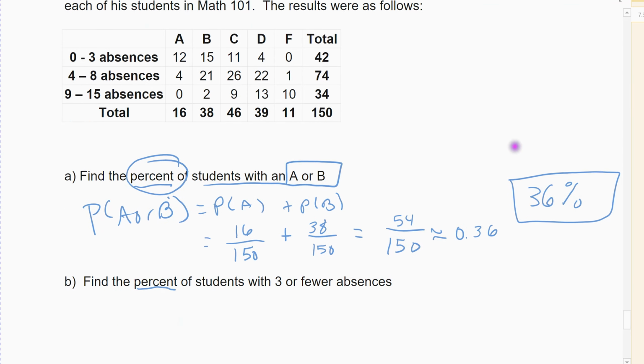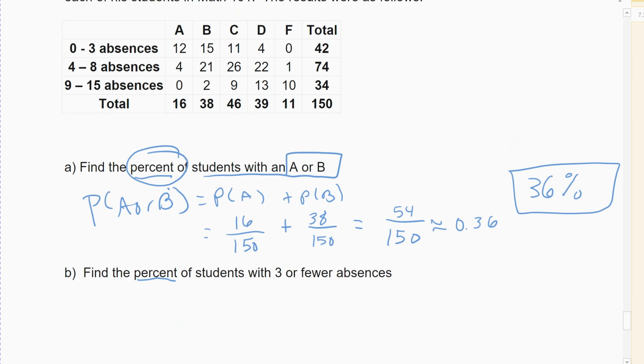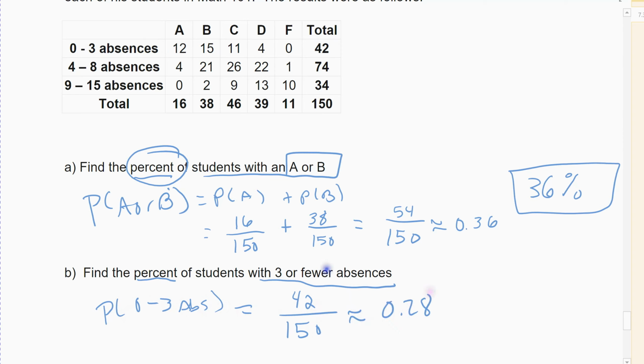Next one's also asking you for a percent. Find the percent of students with 3 or fewer absentees. Alright, so probability they have 0 to 3 absences. Out of 150 students, we're just looking here at 0 to 3, so 42 of them. So the decimal to that would be 0.28, which again, we want a percent, so the answer you would give would be 28. It's a 28% chance you select a student who only missed 0 to 3 days of class.